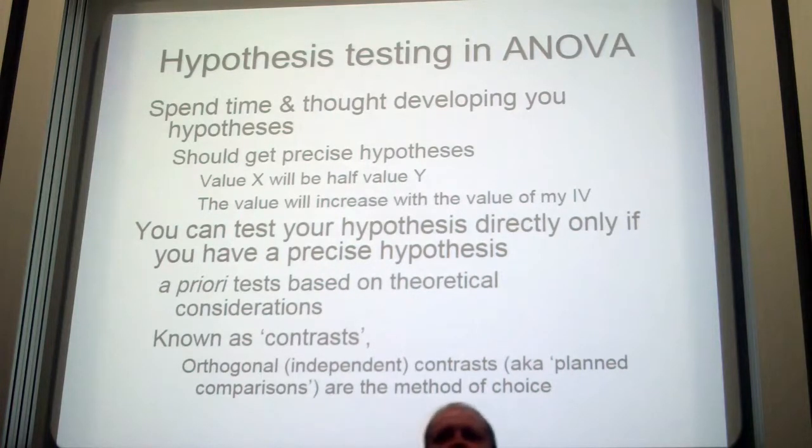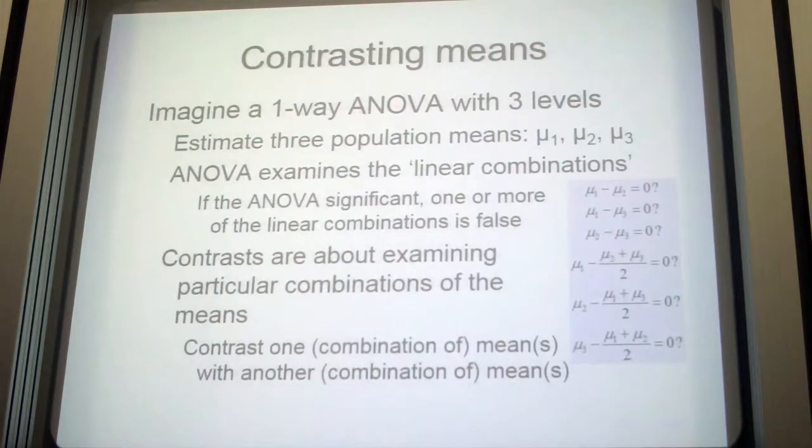Okay, so the idea of these a priori tests, you've decided them beforehand, is based on theoretical considerations. They can be known as contrasts or planned comparisons. And ideally what you want are what are called orthogonal or independent contrasts, the planned comparisons. They're things where the result of one has no impact on the result of another. You're not using the same data twice. Okay, so we're going to look at some of these and how to do them.